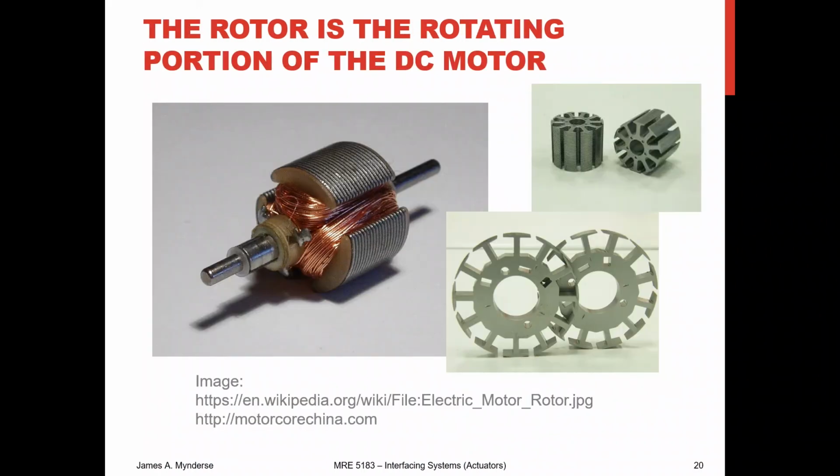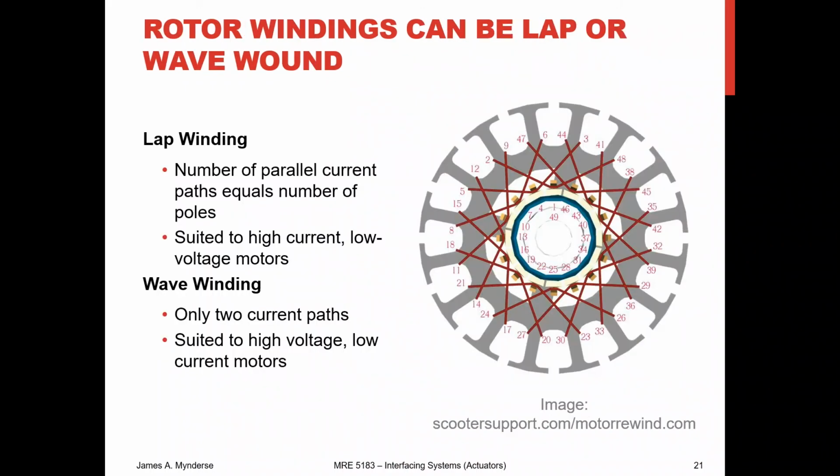Okay, so here are a couple of rotor examples extracted from different motors. You can see that there are different patterns in terms of the winding of all these wires. So this one is called lap winding. And this one here is called wave winding. And so you can see the text here.